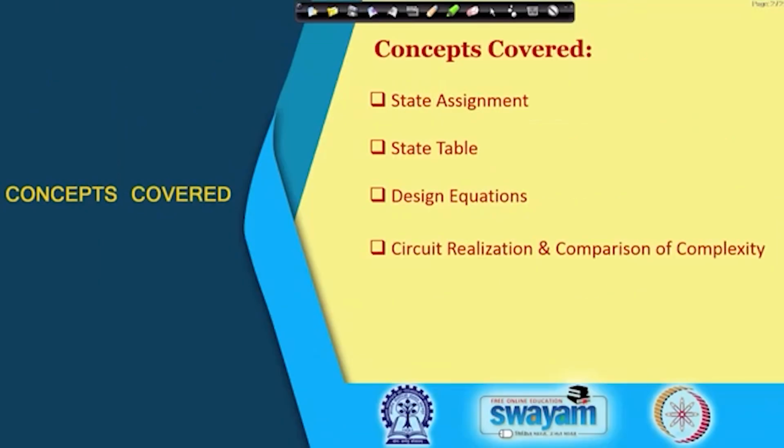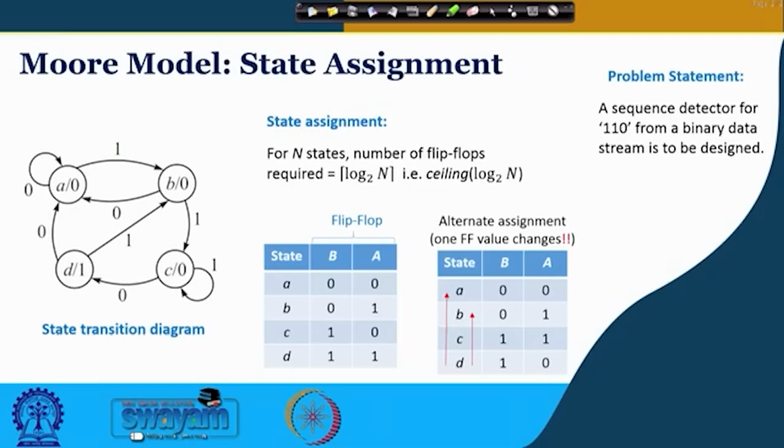And in this particular class, we shall move ahead with that problem statement, and we would like to see how the circuit is finally realized, and we shall look into another part of the comparison: for the same problem statement, the circuit that we get from the Moore model and the circuit we get from the Mealy model, how do they compare in terms of complexity. So, we continue with the problem.